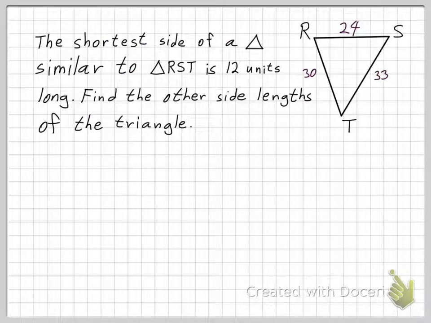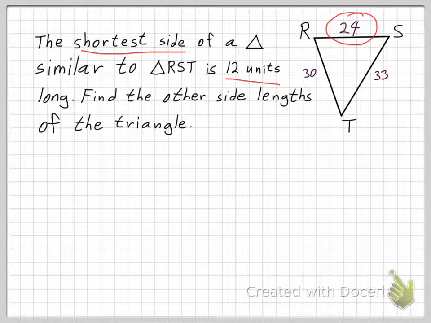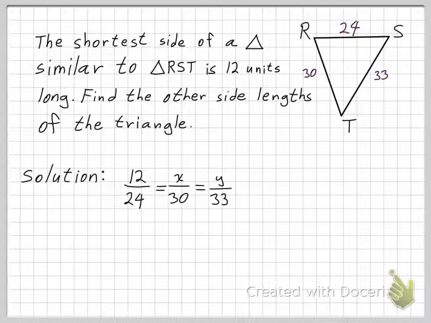In this next problem, we have that the shortest side of a triangle similar to triangle RST is 12 units long, and we need to find the other side lengths of this new triangle. First off, I'd want to notice that it says the shortest side is 12 units long. Then that must be corresponding to 24, because 24 is my shortest side of triangle RST. That's what leads us to this proportion.